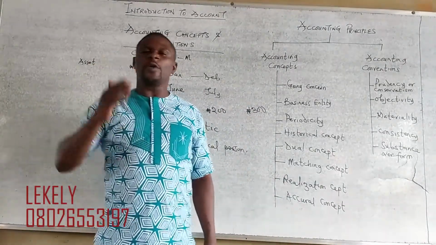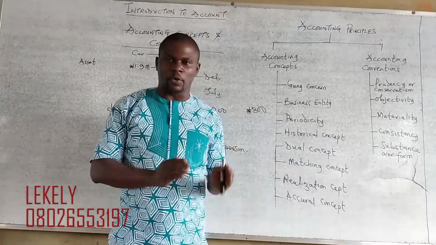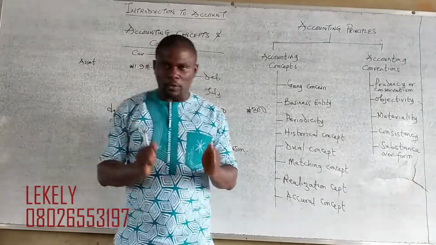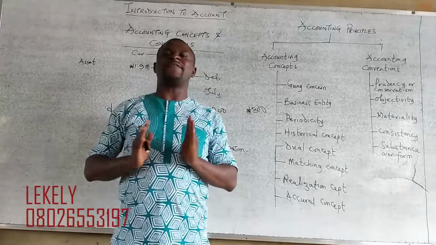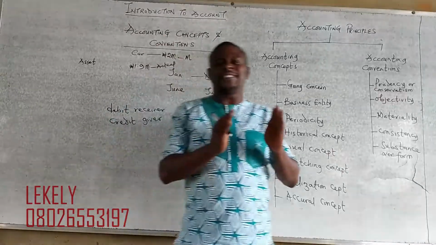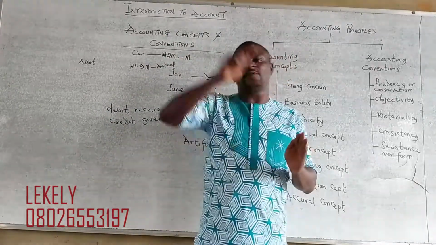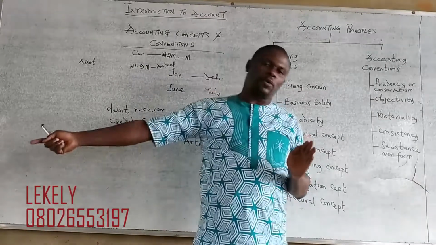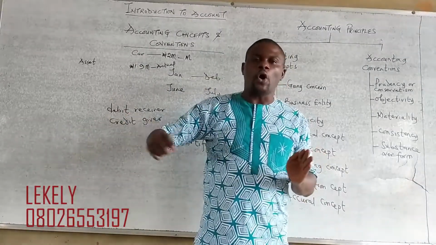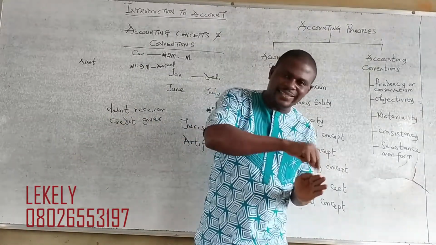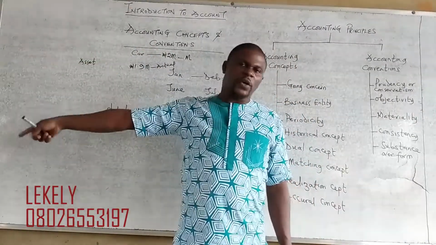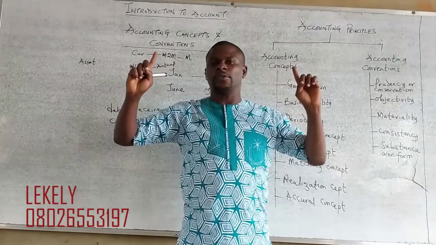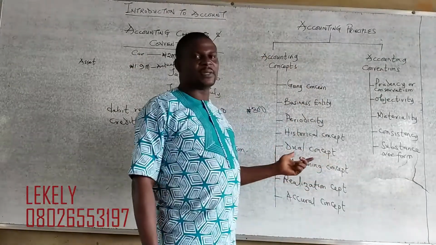So if you always prepare your account every 3 months, for the first 3 months, if you have any expenses, deduct it from the income of that first 3 months. Don't go to the next 3 months and deduct the expenses of the first 3 months. No. Or use the income of the next 3 months to meet the expenses of the previous 3 months. It's not allowed. That is what the matching concept is saying.